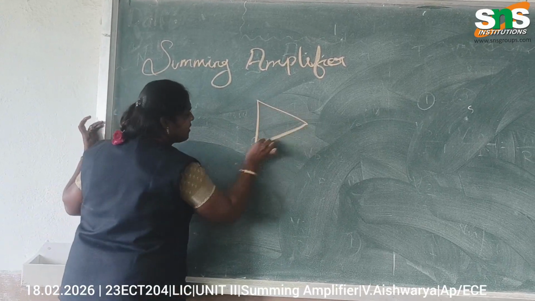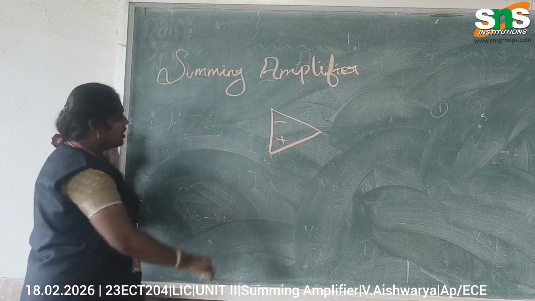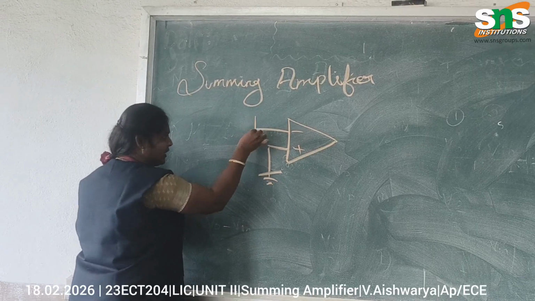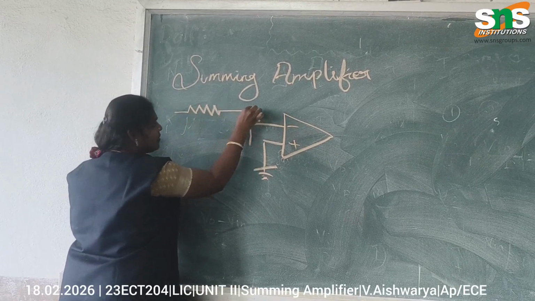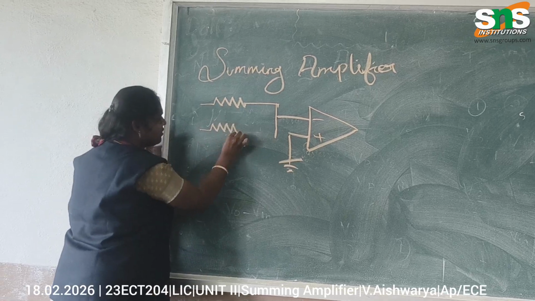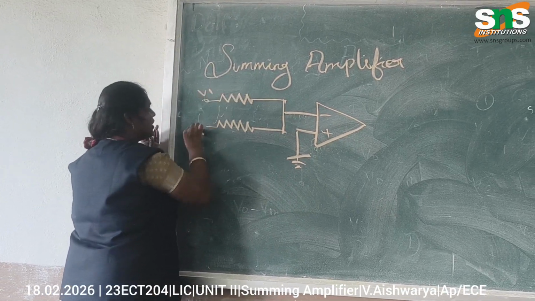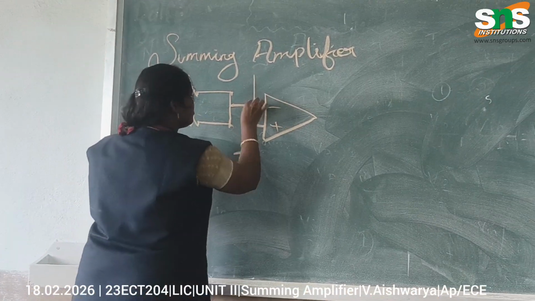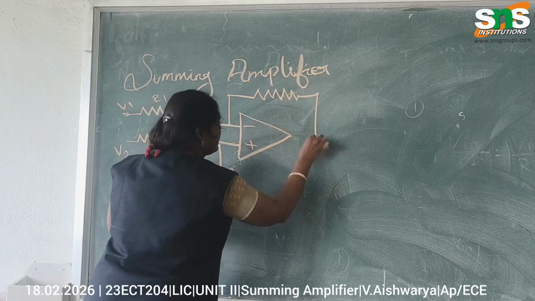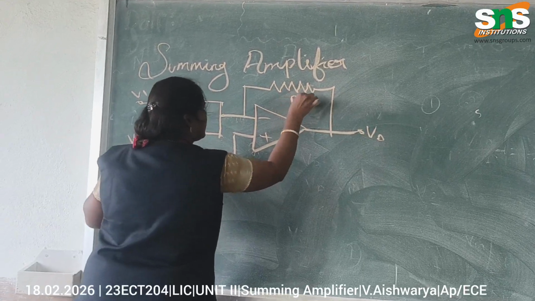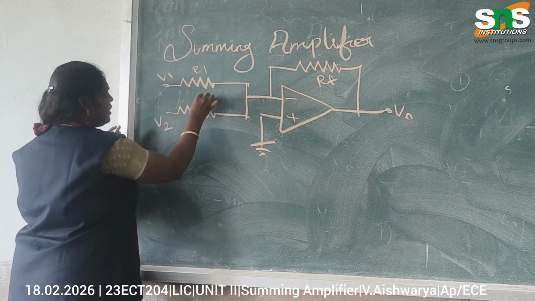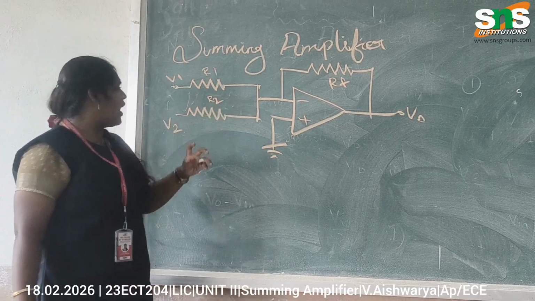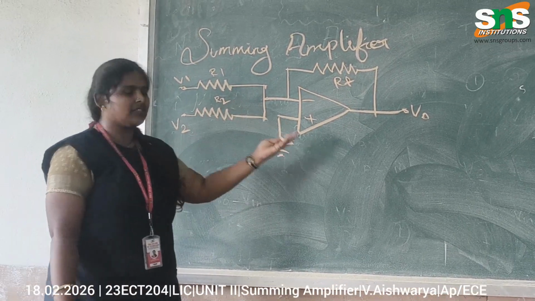So we know that this is our operational amplifier symbol, right? In this symbol I just grounded the non-inverting terminal input, and I will apply two inputs to the inverting terminal, that is V1 and V2. Here R1, and this is my feedback resistance RF. R1, R2, we just take any resistance value. So V1, R1, V2, R2 here. This is the diagram of the summing amplifier.